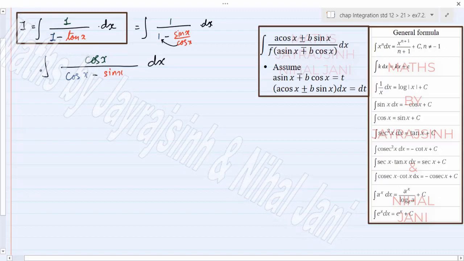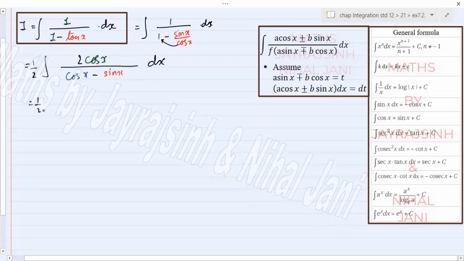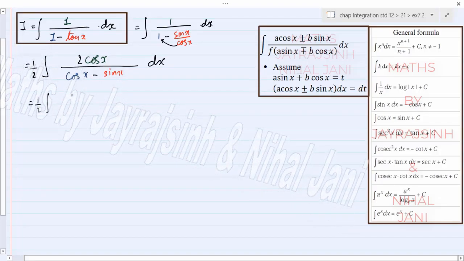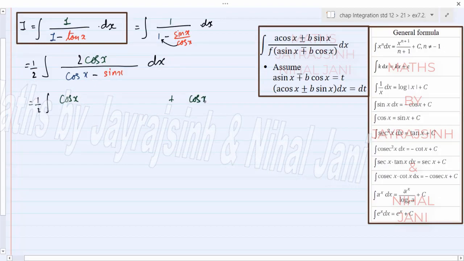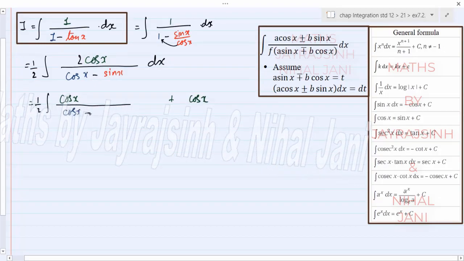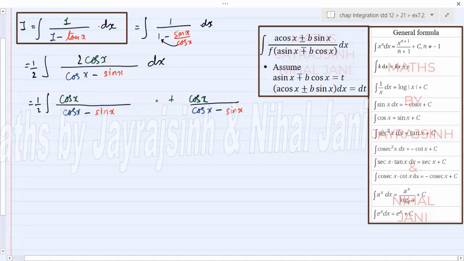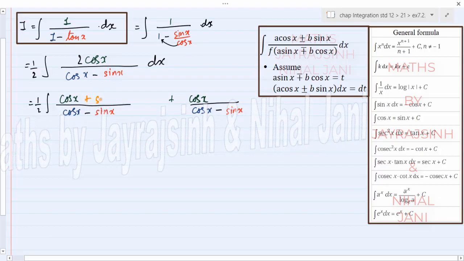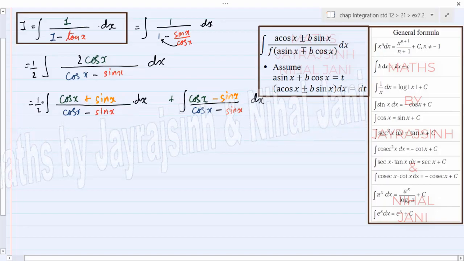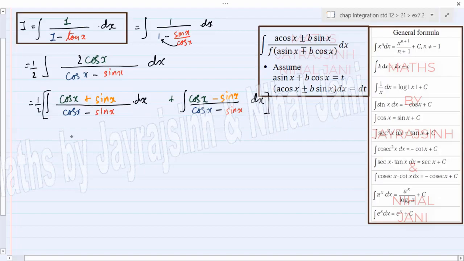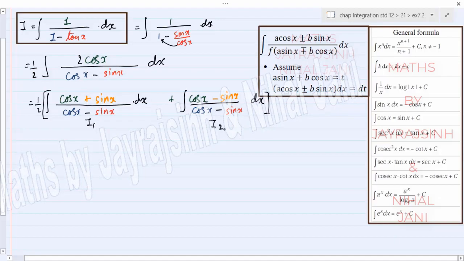To get the differentiation of the denominator, first of all, we need to multiply and divide by 2. So we can split this 2 cos x into cos x plus cos x, but we have cos x minus sin x in the individual denominator. So we are going to need sin x in the numerator. So let's add and remove sin x, and separate their integration. So here we'll get 2 integrations. Let's say your first term is I1 and second term is I2.